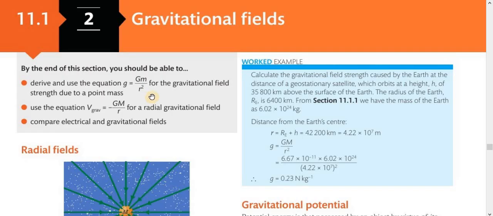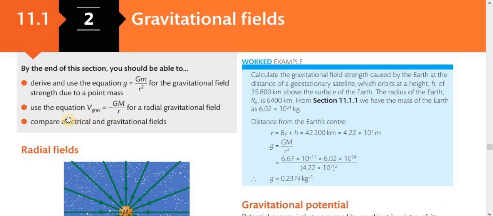Then use this equation for the gravitational field strength due to a point mass. g is the gravitational field strength, also called the acceleration of free fall. Earlier it was F there, F = GMm/r². Now we have just g. Use the equation V = -GM/r for a radial gravitational field. We will see what this is.